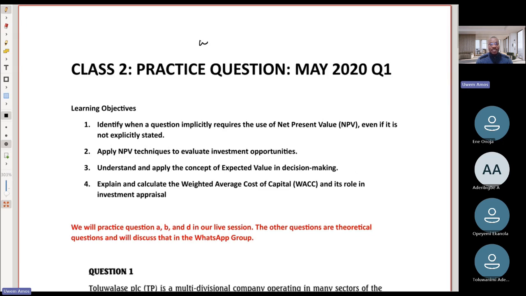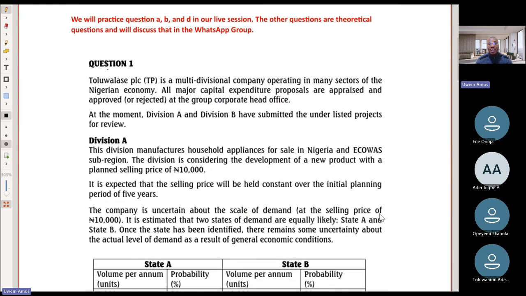So the question reads, it says Tolu PLC is a multi-divisional company operating in many sectors of the Nigerian economy. All major capital expenditure proposals are appraised and approved or rejected at the group corporate head office. At the moment, Division A and B have submitted the underlisted projects for review.